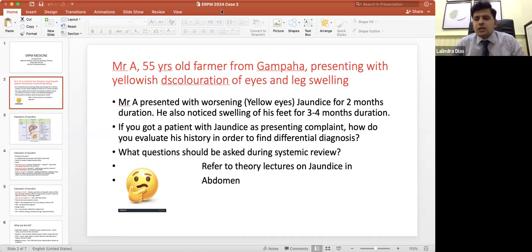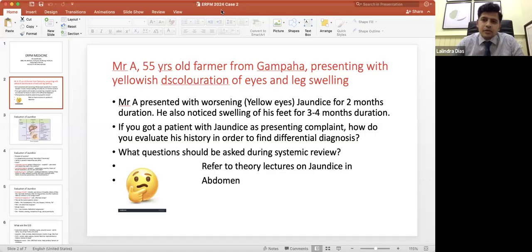Recent travel history, yes, because they would have traveled to areas where there is hepatitis, so they would have contracted hepatitis after traveling to those areas. Then what else? Blood transfusions. Correct, very good, because hepatitis C infections or even hepatitis B infections can be due to previous emergency blood transfusions. You are right.